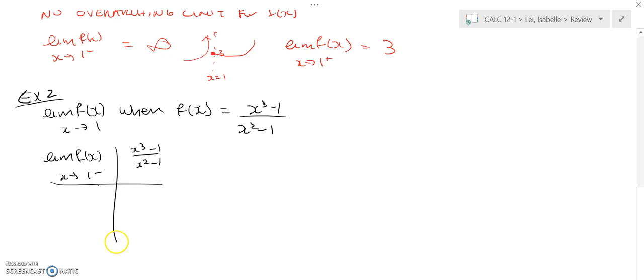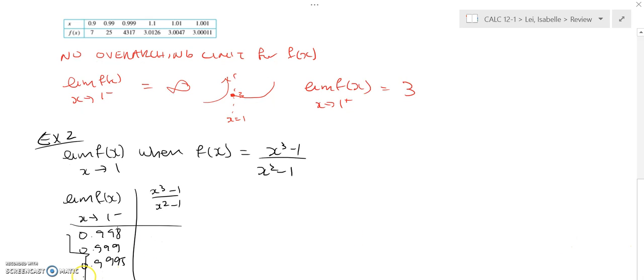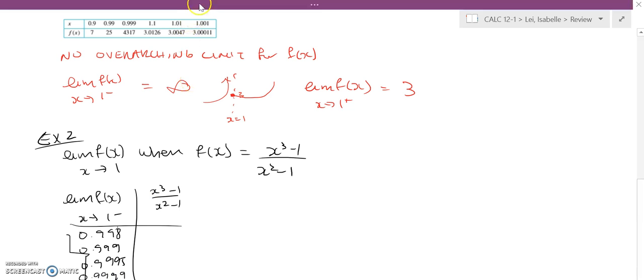So we want values that are less than 1 and getting closer and closer to 1. So let's start with 0.998, 0.999, 0.9995, and finally 0.9999.